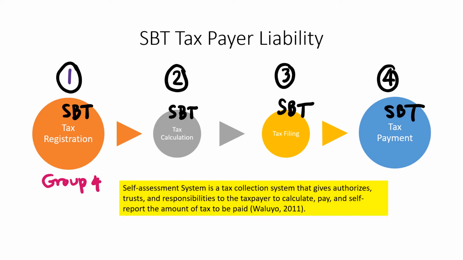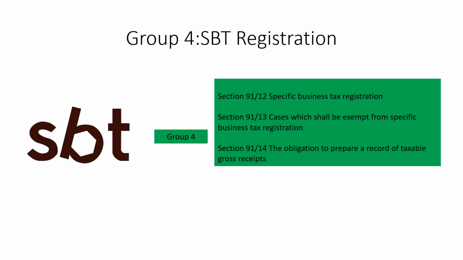Self-assessment system means the system that gives authorized trust and responsibility to the taxpayer to calculate, to pay, and to report the amount of tax to the tax authority by the taxpayer themselves. So based on this principle, I will discuss the SBT registration first. After that, we will talk about the calculation, filing, and payment respectively. So let's start with Group 4, SBT or specific business tax registration.